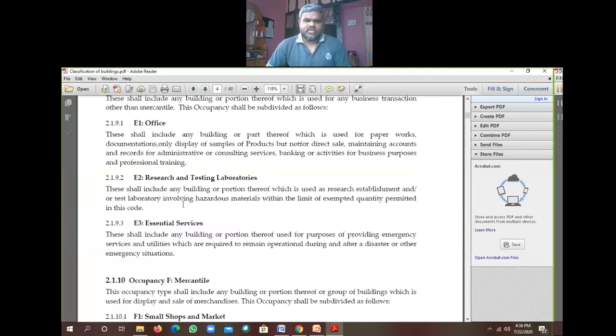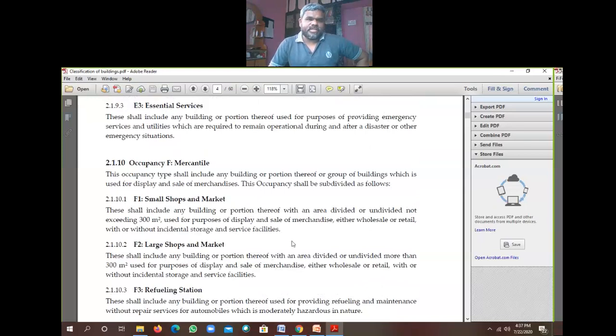So these are used for research and establishment of test laboratories involving hazardous material within the limit of exemption quantity and permitted in this code, like corona testing and medicine manufacturing, which come under the CE2 group, right. Essential services are used for the purpose of providing emergency services and utilities which are required to remain operational during and after the disaster or emergency conditions.